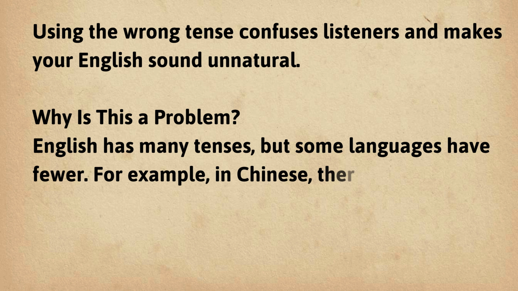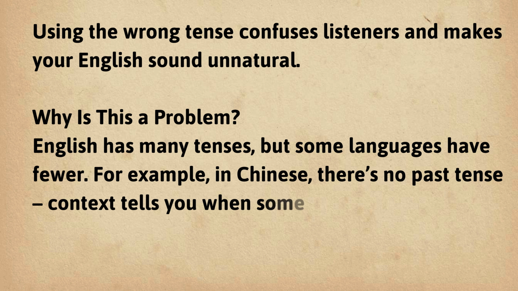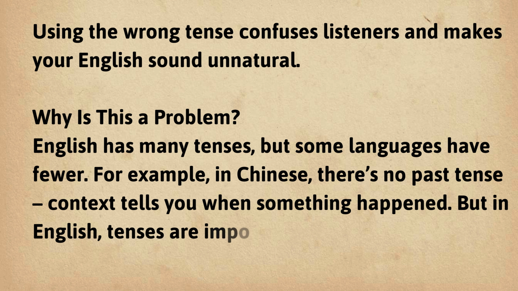Why is this a problem? English has many tenses, but some languages have fewer. For example, in Chinese, there's no past tense. Context tells you when something happened. But in English, tenses are important for clarity.